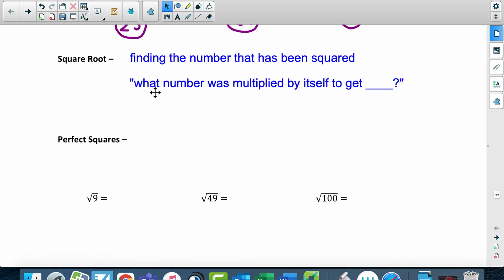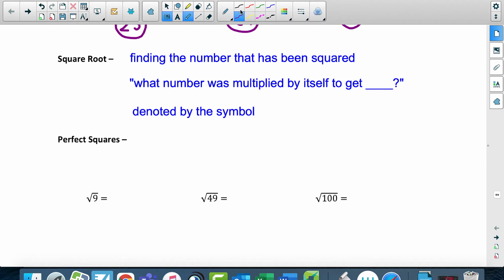So the question you're kind of asking is, what number was multiplied by itself to get whatever square you're looking for? So in this case, what number was multiplied by itself to get 9? What number was multiplied by itself to give 49? What number was multiplied by itself to give 100? And as you can see in all these, for square root, we denote it, or we show it, with a symbol that looks like this. That is the square root sign, also called the radical sign.